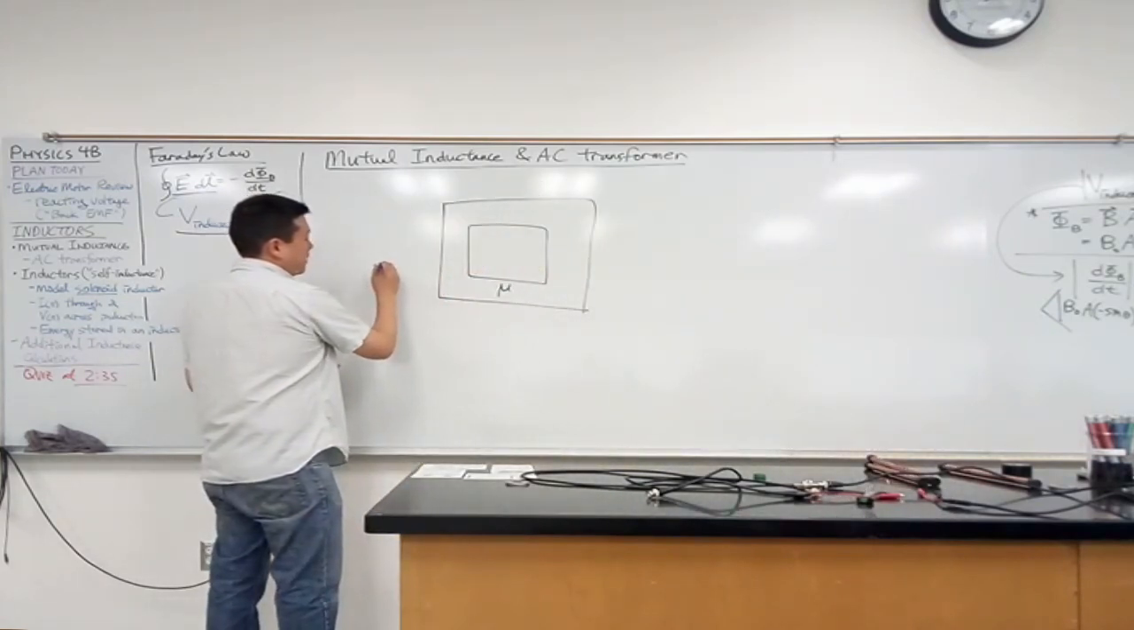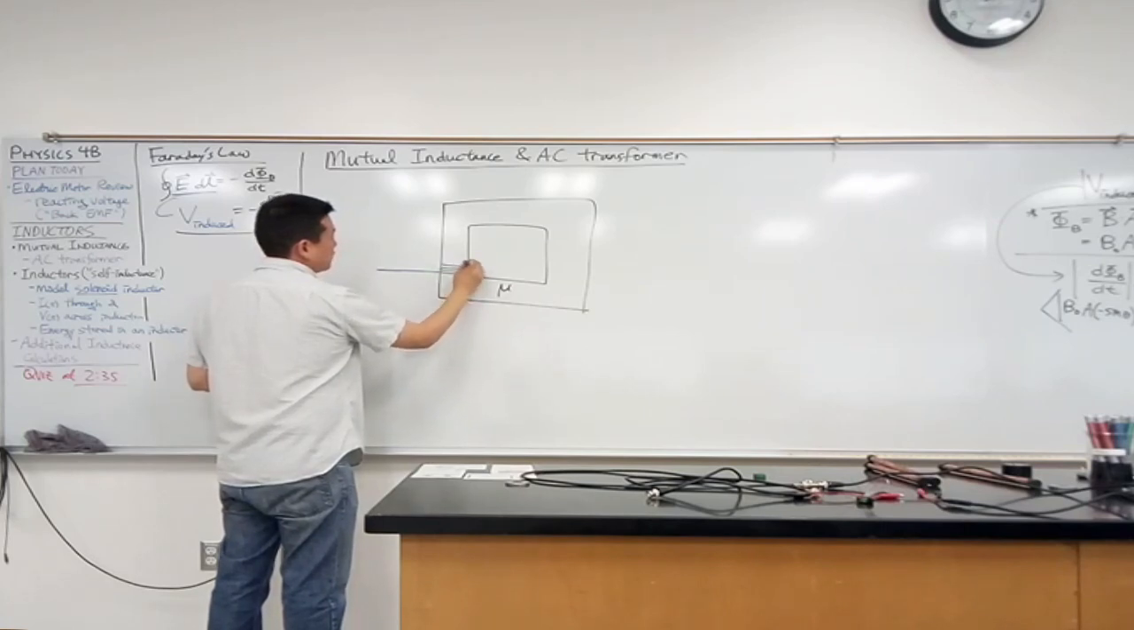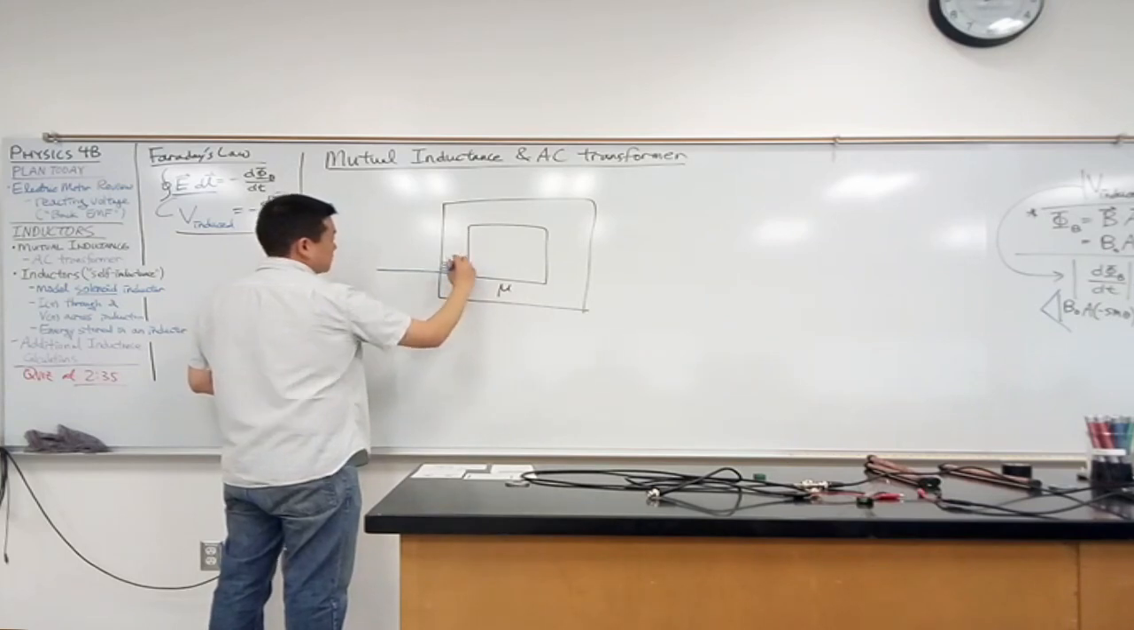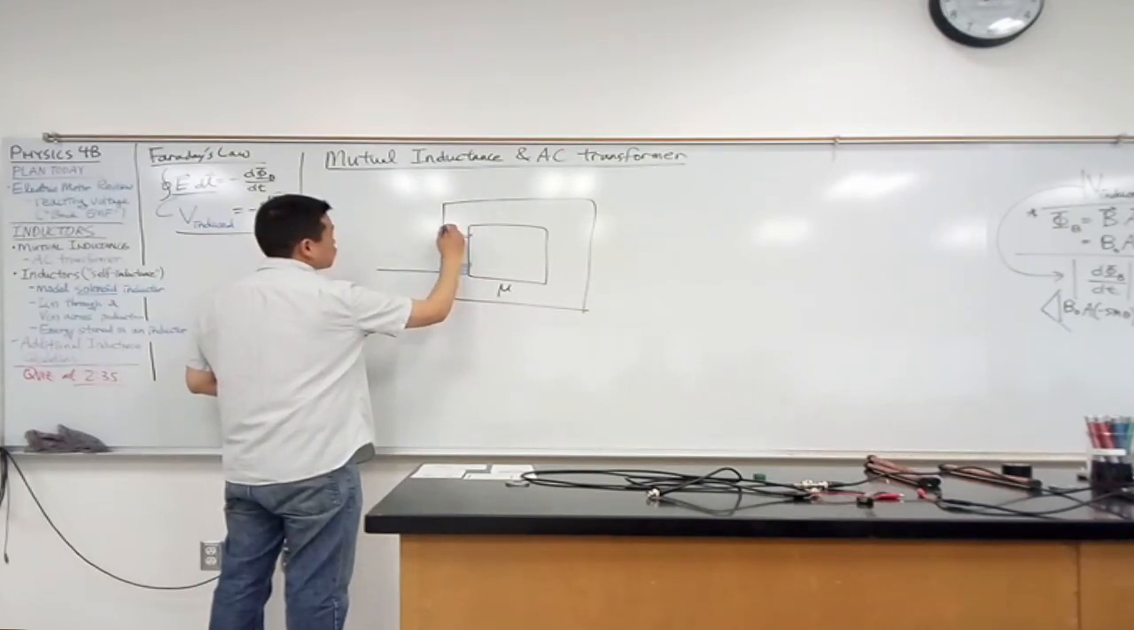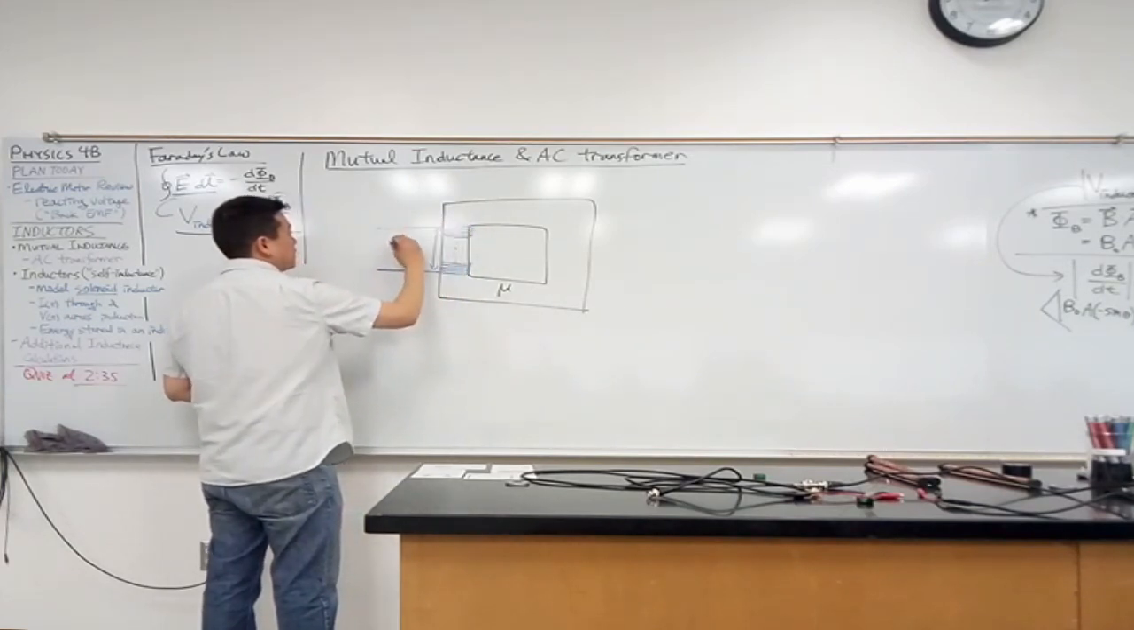So I have one loop that's winding around this one side of this core. Oops. Let me just dot. And for the one that I'm going to demonstrate with, it has 50 turns. So let me just say there are 50 turns here.